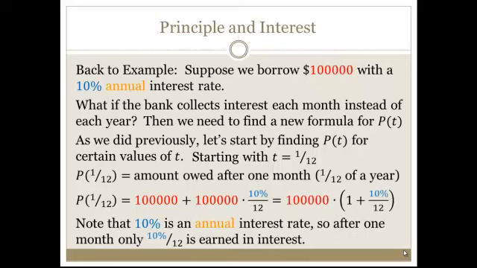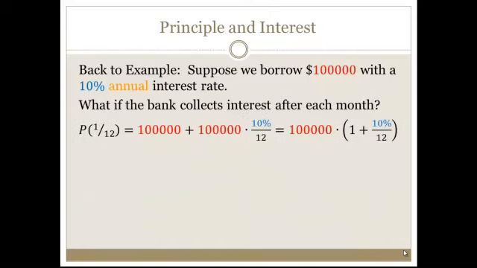Factoring out $100,000, we can rewrite this as 100,000 times 1 plus 10% over 12. As with our last example, rewriting it this way will prove to be useful. Evaluating P of 1/12, we get that after 1 month, we owe $100,833.33.